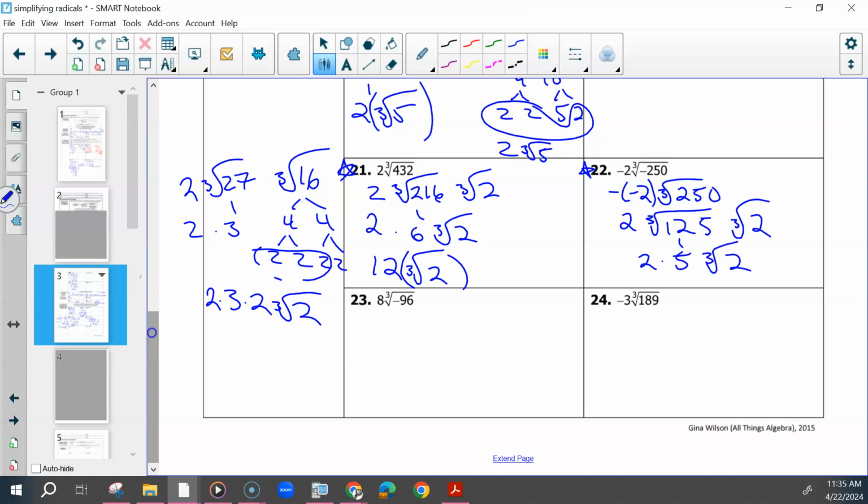Our final answer would be 10. Wait, do I say times? How do you say the answer? So 10 times or root. 10 times cube root of 2.